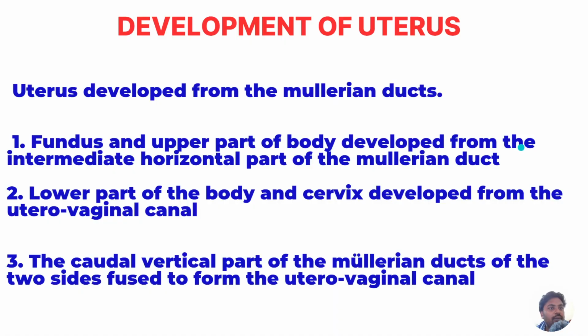Development of the uterus. The uterus develops from the Mullerian ducts. The fundus and upper part of the body develop from the intermediate horizontal part of the Mullerian duct. The lower part of the body and cervix develop from the uterovaginal canal, and the caudal vertical parts of the Mullerian ducts of the two sides fuse to form the uterovaginal canal.